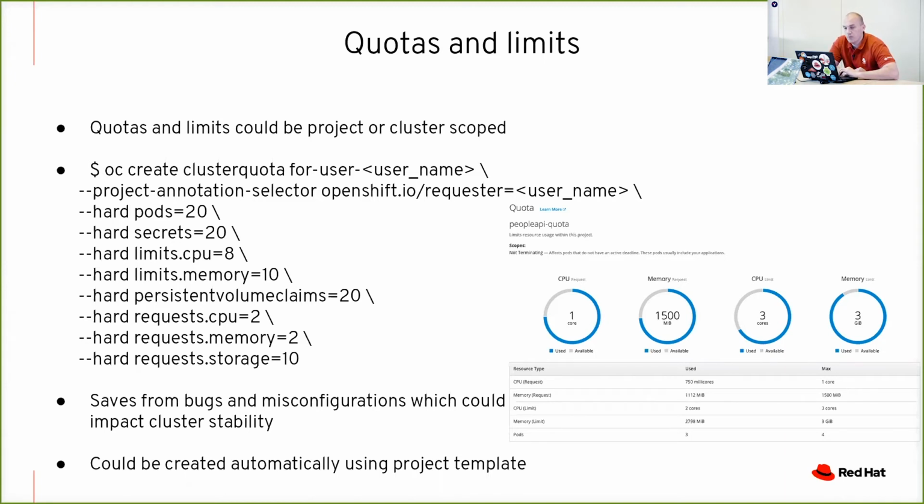So here on the screen we have an example of a cluster quota that is assigned to the specific user. So every project created by the user will be managed by the single cluster quota. So you can have these two layers of quotas. And also in OpenShift we have a concept of project template, where you can define some default quotas and limits that will be assigned automatically to every project that will be created in the cluster.